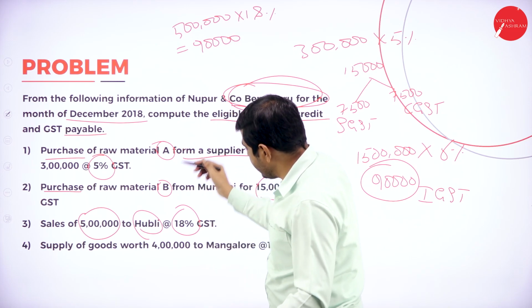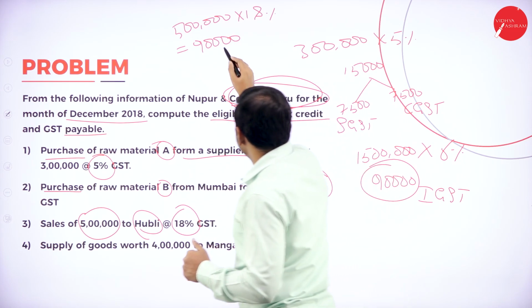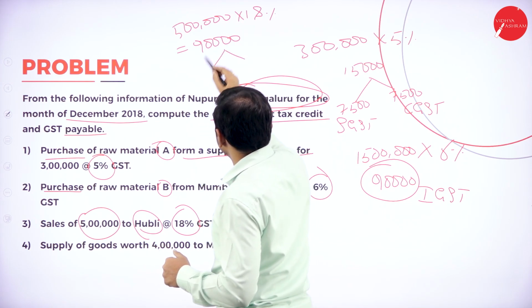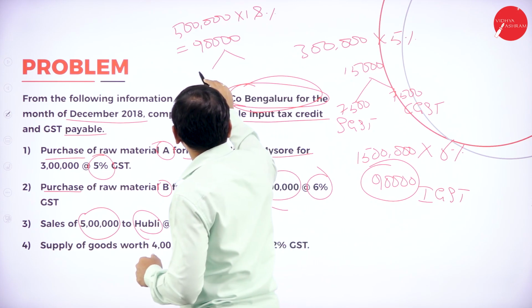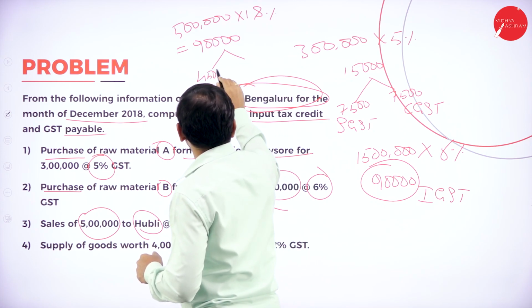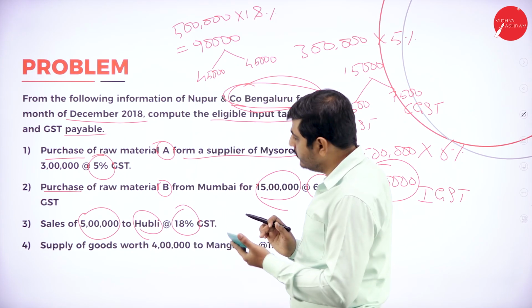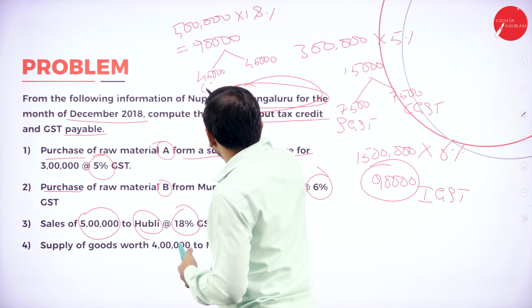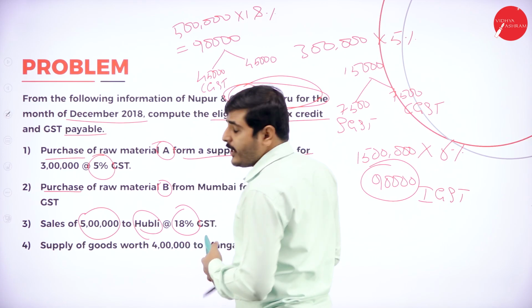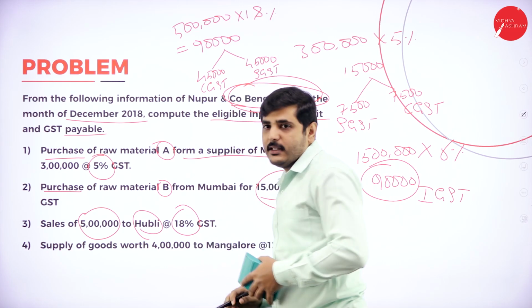Since we are supplying goods within the state to Hubli, it is distributed as CGST and SGST. 90,000 means how much tax do we have to pay? So it is 45,000. 45,000 we have to pay as CGST. For the remaining 45,000, we have to pay as SGST.